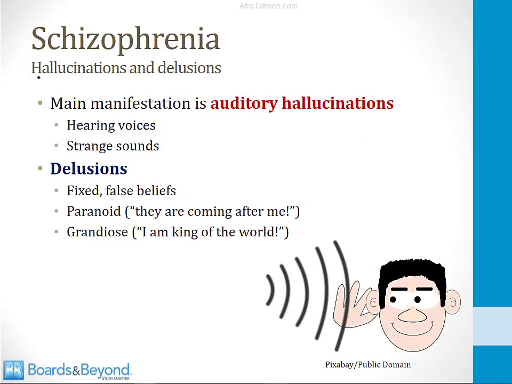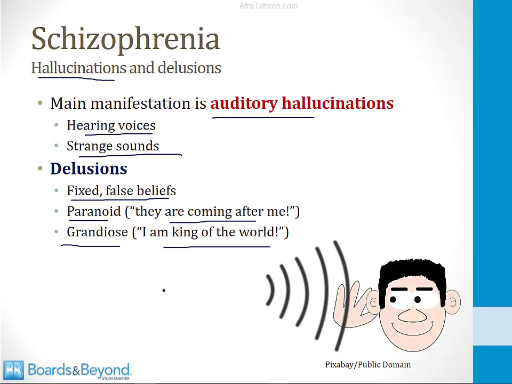So the hallucinations that patients with schizophrenia develop are classically auditory. So they will say they can hear voices or they will notice strange sounds that aren't present. Delusions, as I talk about in the video on psychosis, are fixed false beliefs, and patients with schizophrenia can have all types of delusions. For example, they can have paranoid delusions where they think someone's coming after them. They can have grandiose delusions where they think they're king of the world, and many other types of delusions.